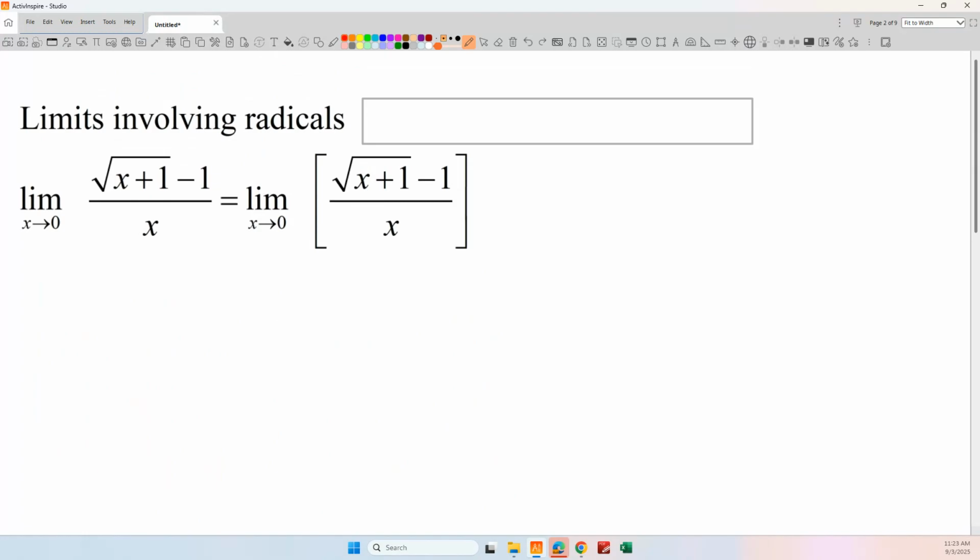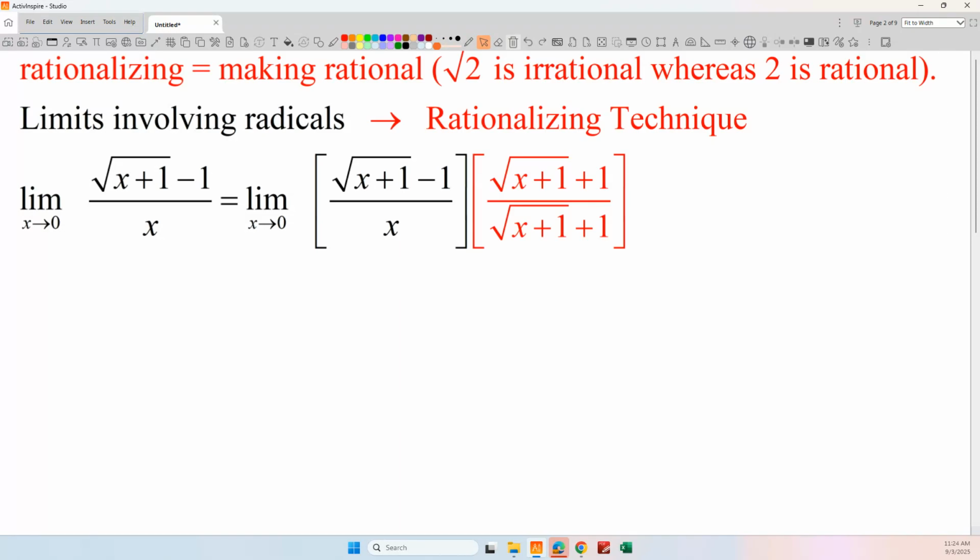So I could multiply that by the conjugate of the numerator, which is the problematic expression. That's the one that's going to 0 that involves a radical. See, that's a great strategy. Look what happens if we do that. If we multiply by the conjugate of the top, this is called the rationalizing technique. And it's great because now what happens to our limit?